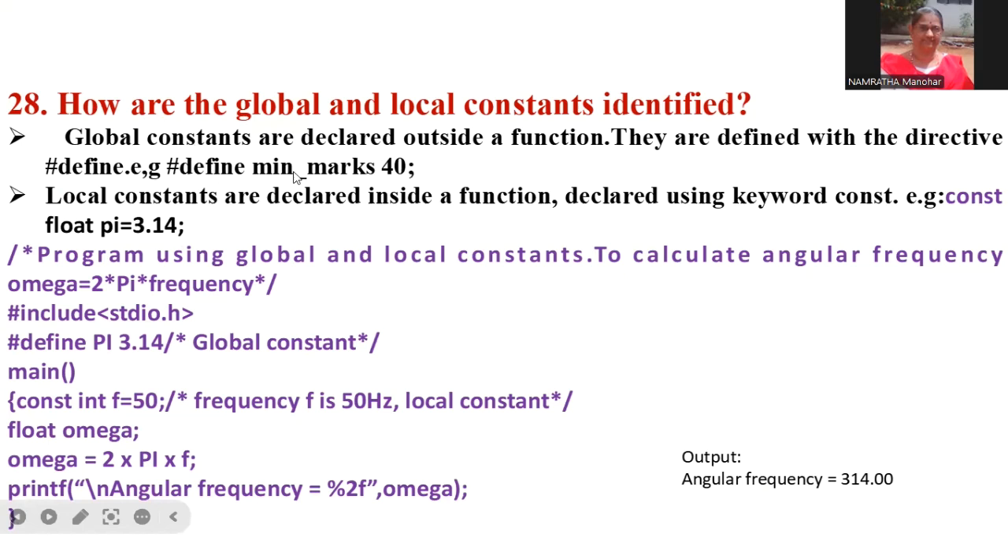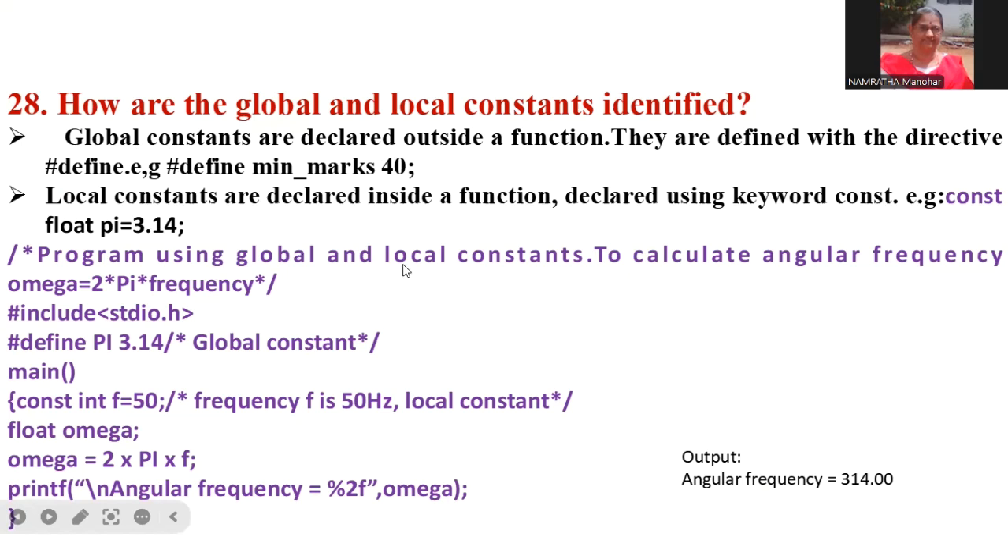So #define minimum marks as 40. Local constants are declared inside a function, and they are declared using the const keyword. Const float pi 3.14, which we have used in our previous program. So here I will show an example where we are using both global and local variables.